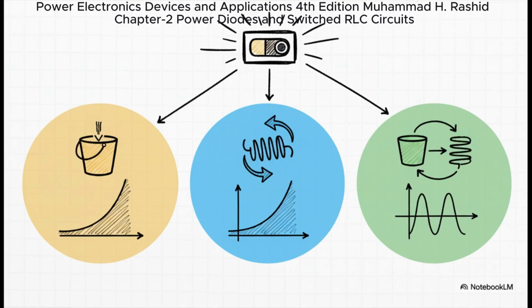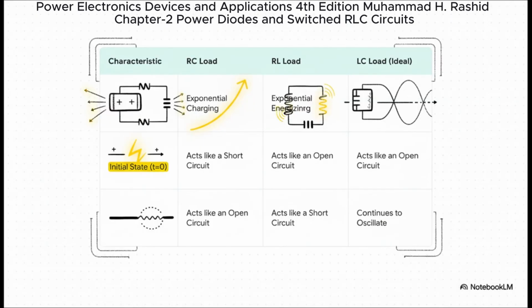So there you have it. Three circuits, three totally different personalities. Let's bring our transient trio back on stage for one last look. This table does a fantastic job of summing it all up. You can see their unique signatures right here. You've got the exponential charging for the RC, the exponential energizing for the RL, and that beautiful sinusoidal oscillation for the LC. Each one tells its own story.